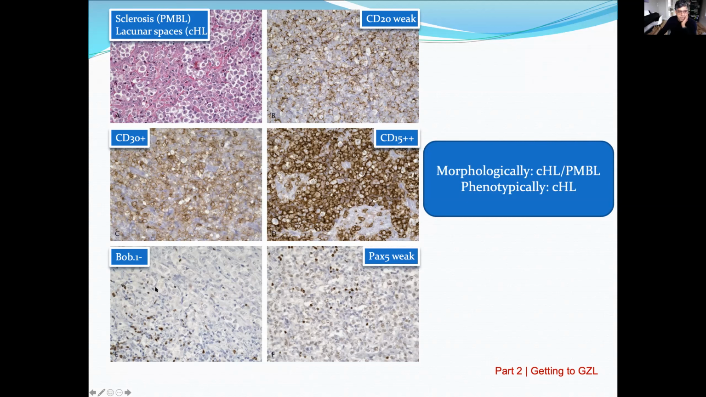And then we see the B-cell marker BOB1, which is negative. PMBL cannot be negative, but classical Hodgkin can be BOB1 negative. And PAX5 is weak in these cells, which fits for classical Hodgkin, but not for PMBL. So every stain you look at, it fits one or the other. So when you have this bobbing between morphology and IHC, and you cannot make up your mind, you're probably better off calling it gray zone lymphoma.